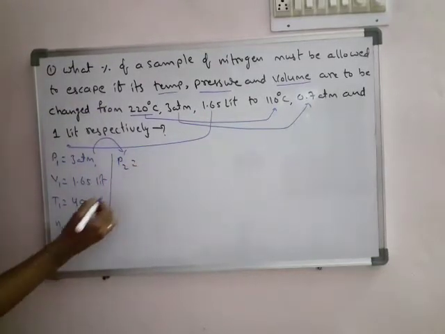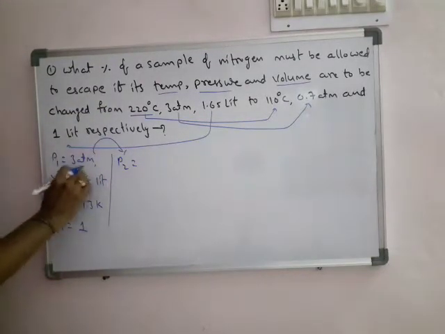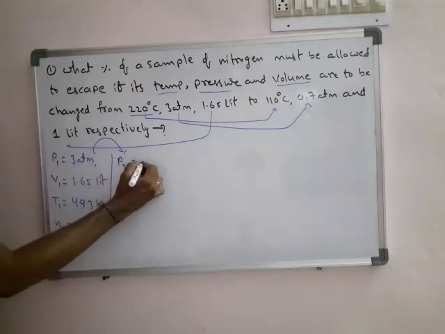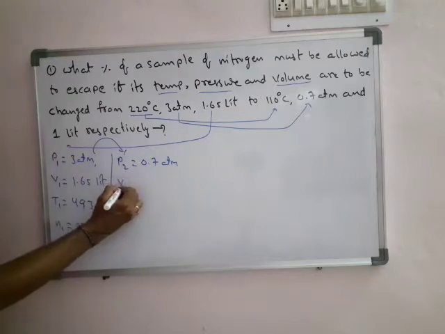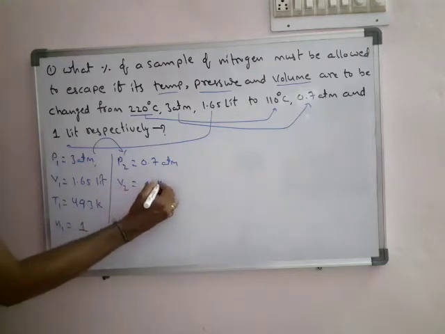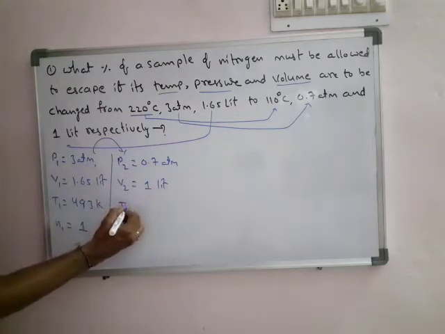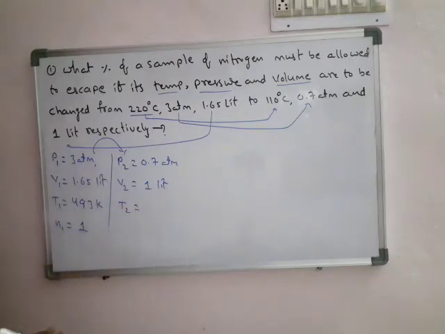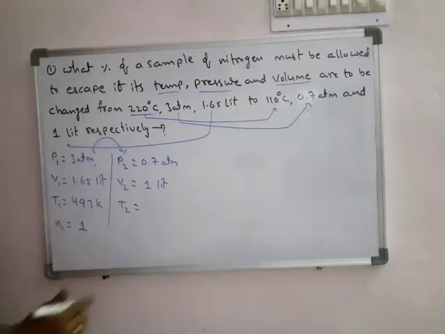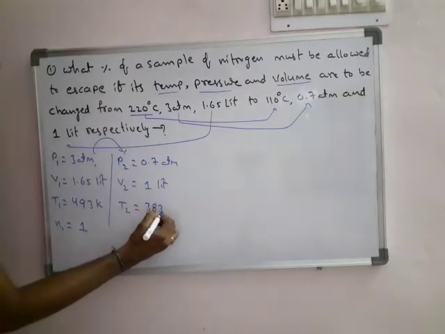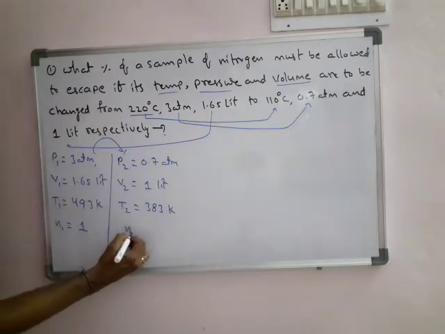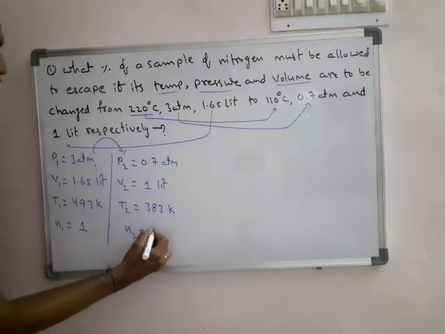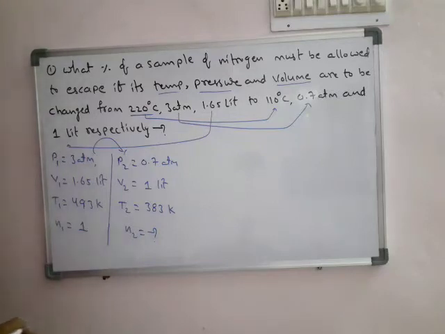So that gas is changed to P2. What is the pressure at the second time? Its volume becomes 1 liter. What does the temperature become? The temperature becomes 110 degrees Celsius. 110 degrees Celsius means 383 Kelvin. Here, what is the number of moles? We don't know this number of moles.